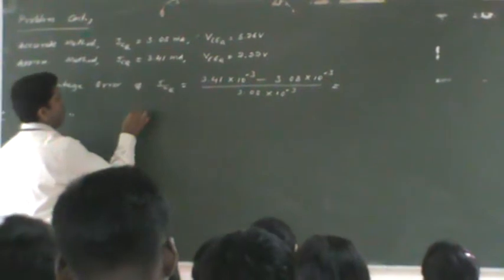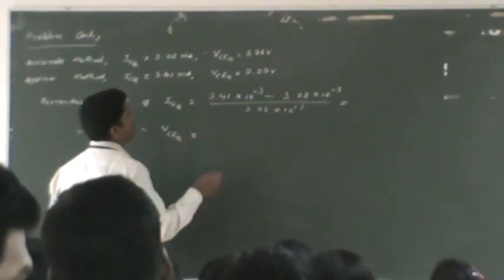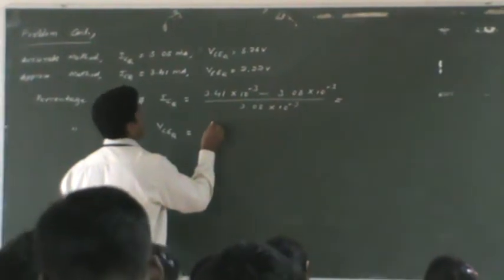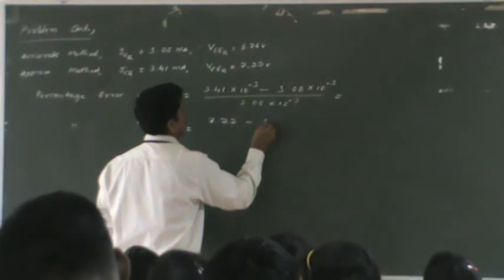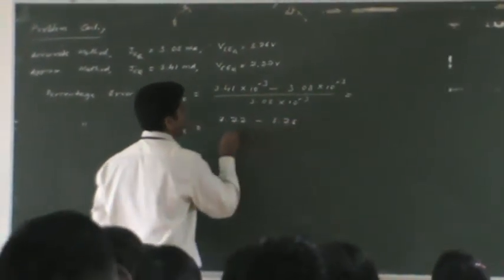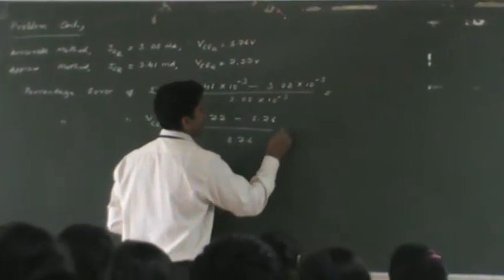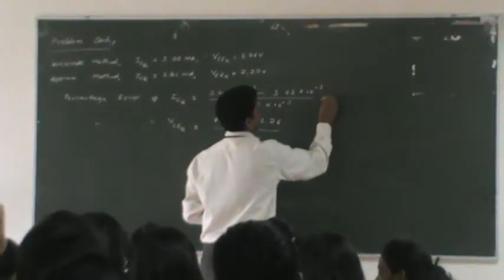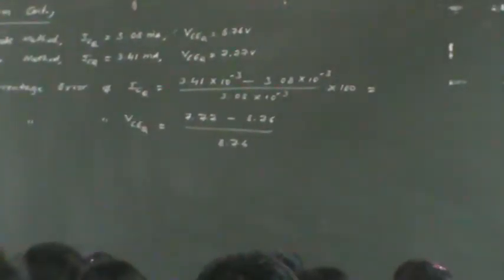Usually percentage error for VCQ, which is 7.77 minus 8.76 divided by 8.76. Don't forget to multiply with 100 because we have percentage.